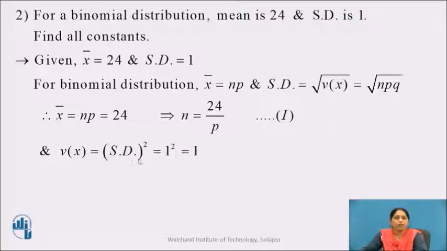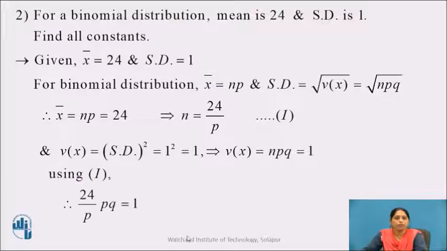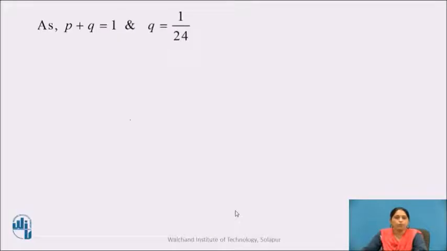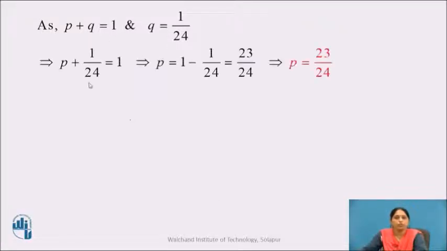Variance is the standard deviation squared, it is equal to 1 square equals 1, and variance is npq, so npq is equal to 1. In this equation, we will substitute the value of n, which is 24 by p, into npq equals 1. p cancels and we get the value of q as 1 by 24. Substituting q equals 1 by 24 in the equation p plus q equals 1 gives us p equals 23 by 24.